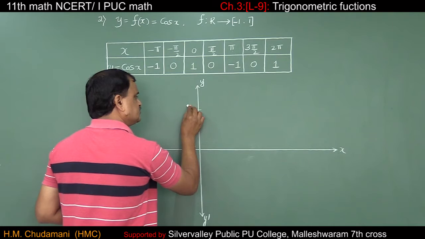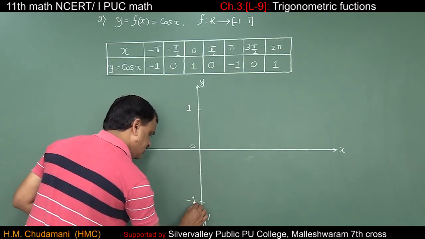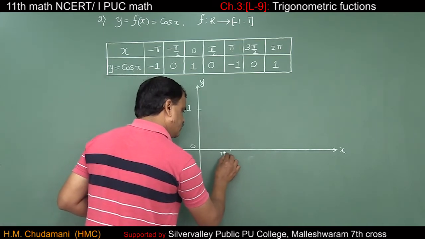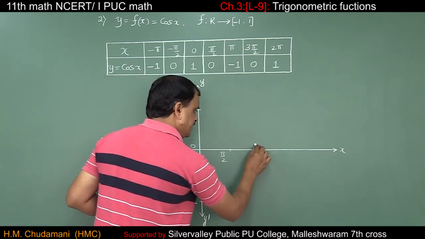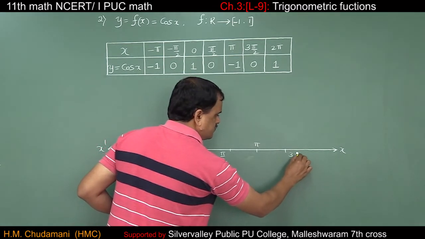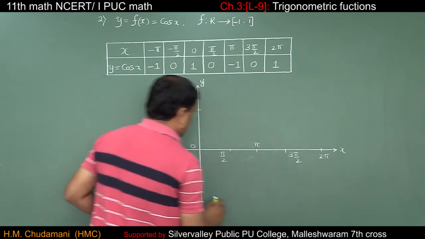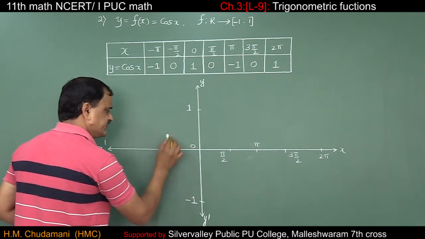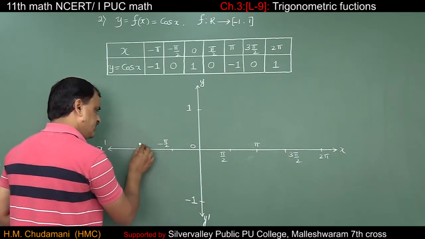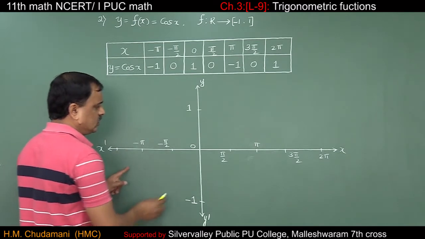So this is plus 1, mark 1 and minus 1 on the positive and negative y-axis. On the x-axis, this is pi by 2, pi, 3 pi by 2, 2 pi, and on the negative x-axis it is minus pi by 2, then minus pi, minus 3 pi by 2 and so on.